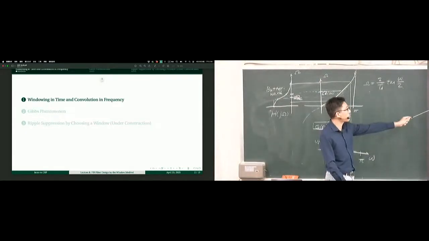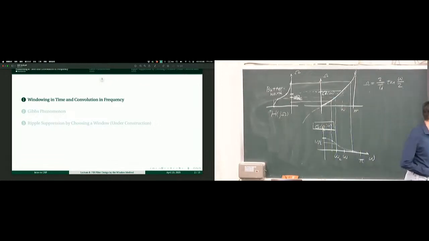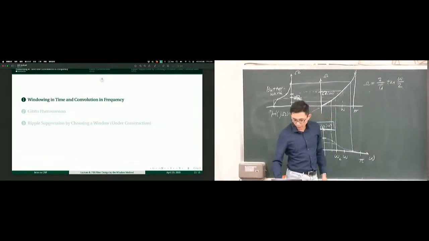First, we talk about the basic concept, then we talk about a problem that will be encountered, which is Gibbs phenomenon. And then after that, we introduce how to choose windows in order to suppress ripples. Okay? So first things first.